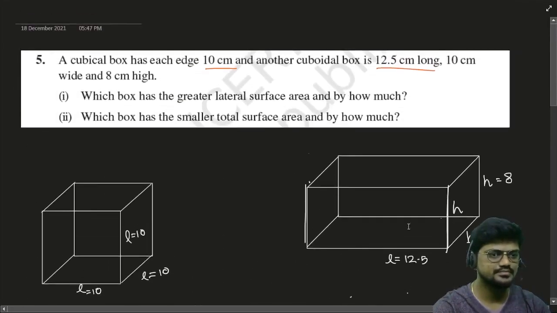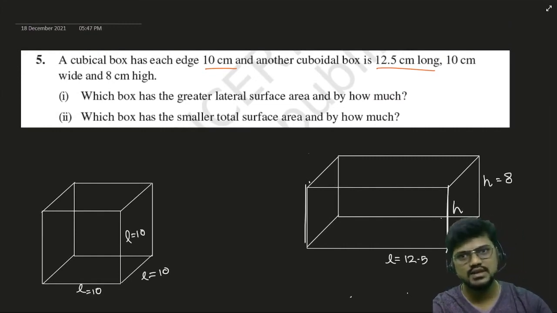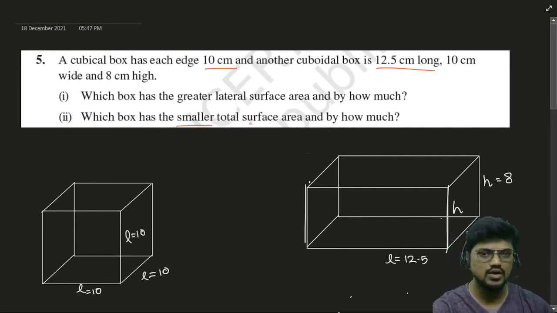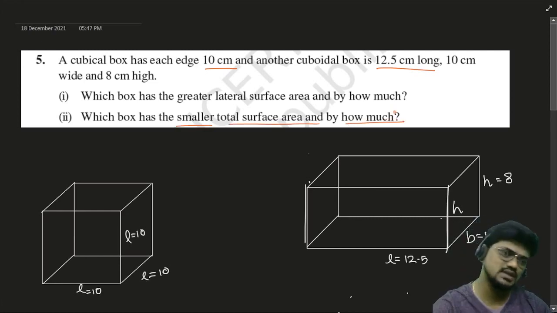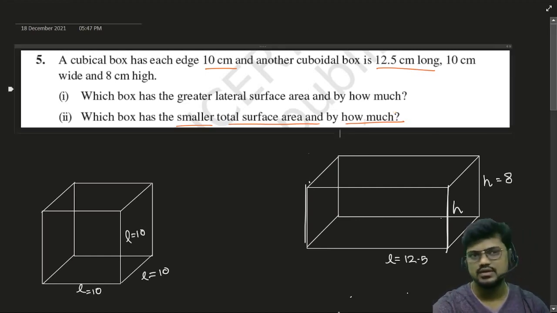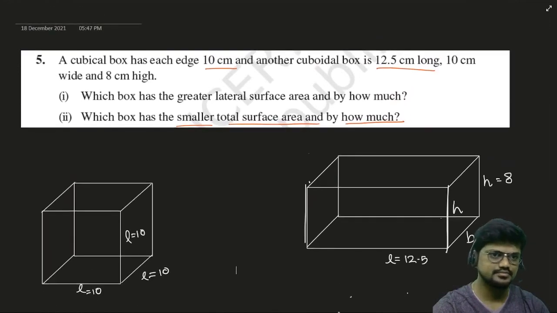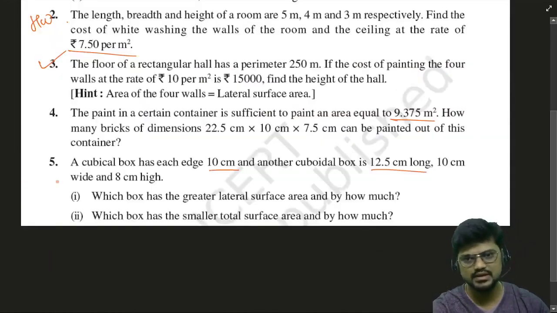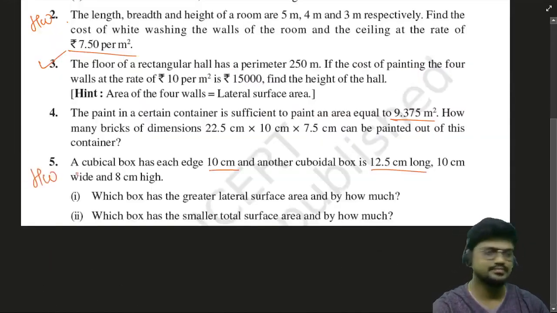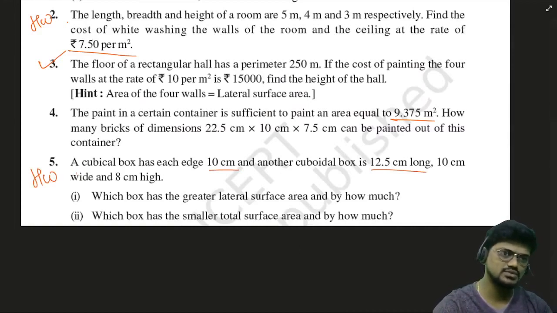Next, which box has a smaller total surface area and by how much? The same thing you have to do. Find the total surface area and compare both of them. Understood? Clear? Fine. Now let's do the next question. Please completely solve this question at home, the second part also.